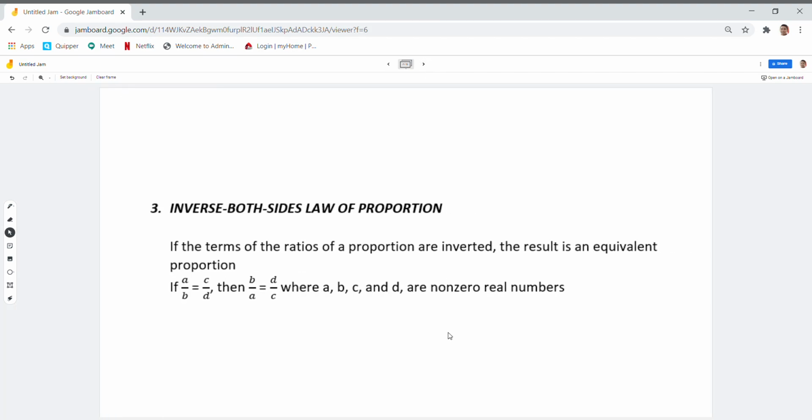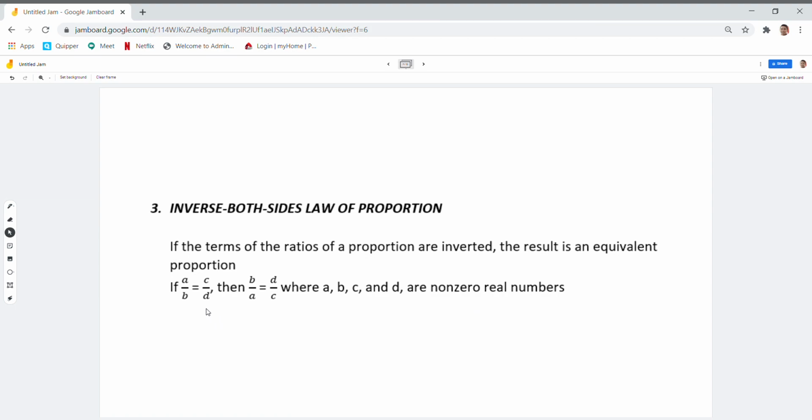Let me introduce you to the third law of proportion. It's called the inverse both sides law of proportion. You will get the inverse of both sides. Here, if the terms of the ratios of a proportion are inverted, the result is an equivalent proportion. If A is to B as C is to D, then B is to A as D is to C, where A, B, C, and D are non-zero real numbers.